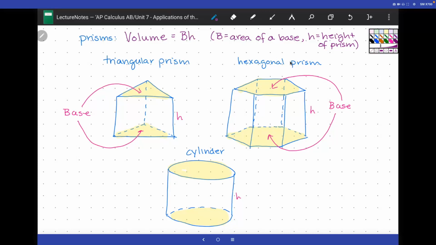And we can see that with the cylinder. It's still area of the base times the height, but this time the base is a circle. What's the formula for the area of a circle? Pi r squared. So if you happen to remember the formula for the volume of a cylinder, it's pi r squared h, because it's still area of the base times the height. Okay, so any questions about that?